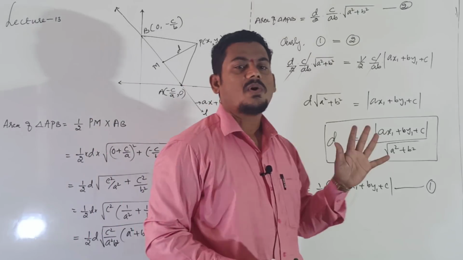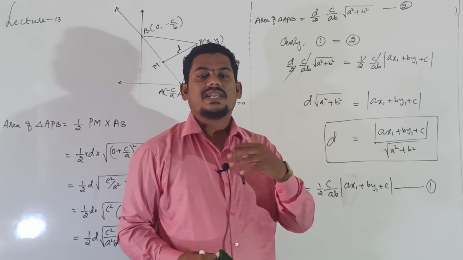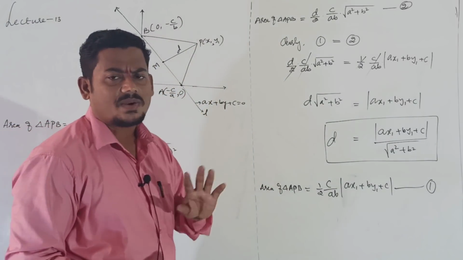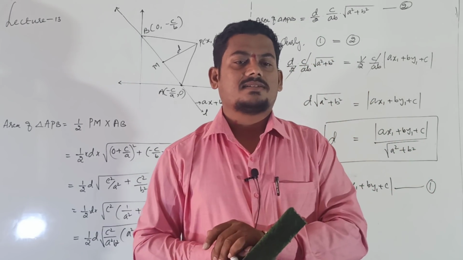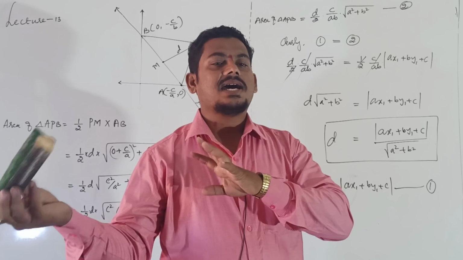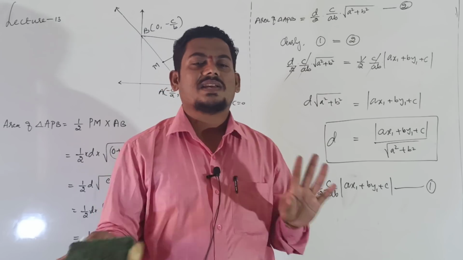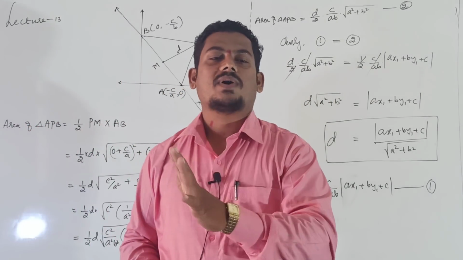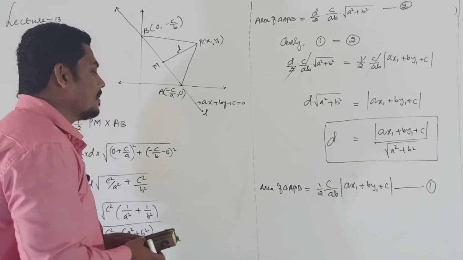This is a very, very important 5 mark derivation, students. Just practice this. If you have any doubt, just ask, right? Nothing is there in this derivation. Just find the area of the triangle in two methods: one by using vertices, another by using height and base. After that just equate, that's all. Then you get the distance between point and line formula. This is a very, very important 5 mark derivation, right?